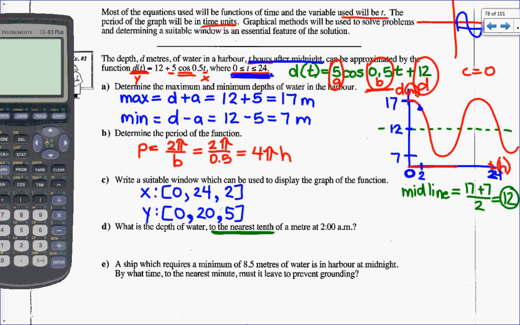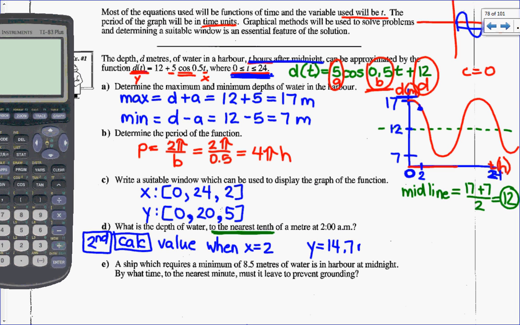You'd use your calculator, wouldn't you? So on your calculator, you're going to go second button, and you're going to ask it to calculate a value when x is 2. And if you plug that in, it's going to tell you that your y, in terms of this graph, that's your depth in meters, is 14.7 when your x is 2.